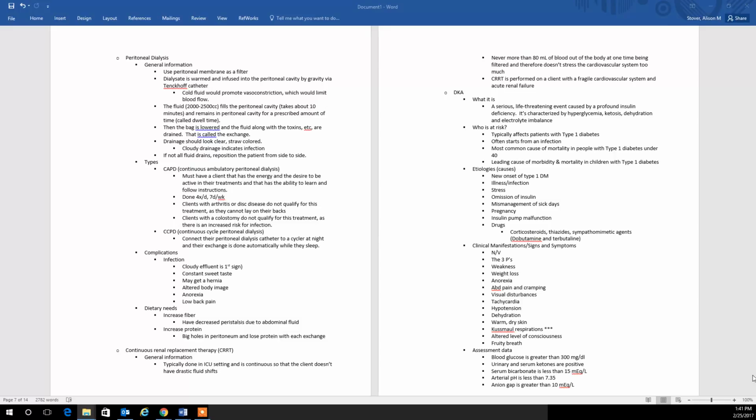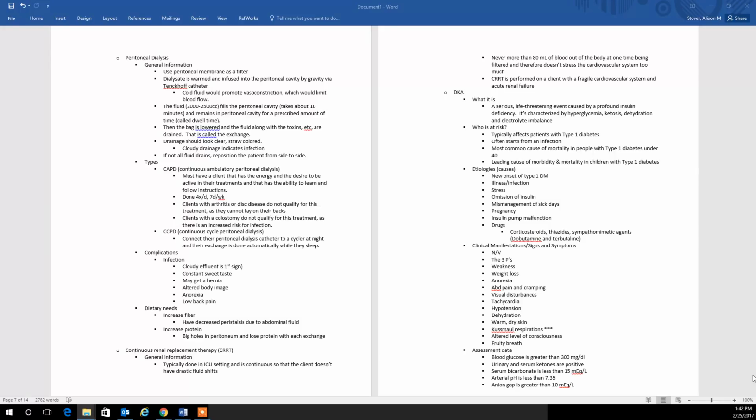For CRRT, I'm sure some of you have seen this in your ICU rotation. It's a machine that's wheeled into the ICU. It's for patients that aren't hemodynamically stable, where their cardiovascular system is too fragile to take them to a different unit. So dialysis is brought to them. Never more than 80 mLs of blood is taken out of the body at one time because their cardiovascular system is too fragile.